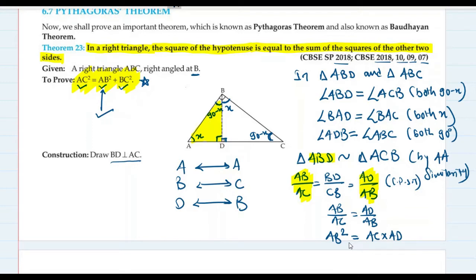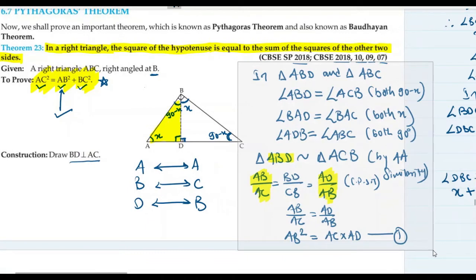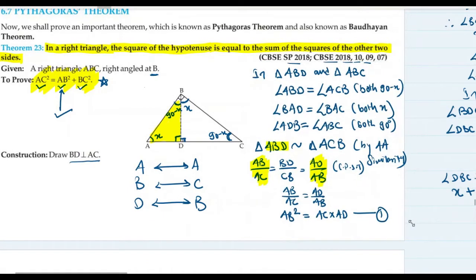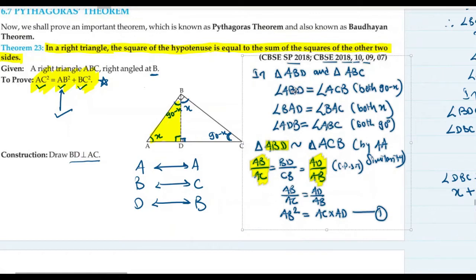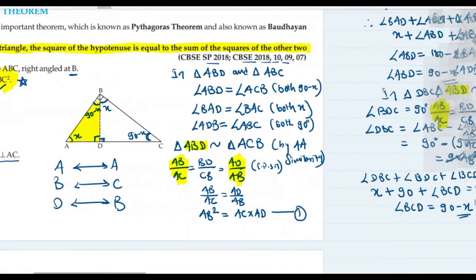So you have to select those two ratios from your CPST proportional ratios which have the same numerator and denominator, so that when you cross multiply you get the square of that particular side, that is AB square is equal to AC into AD. Now this is equation number 1. Okay, so this is the first part of similarity. There is one more similarity which we have to do. You must be wondering that this is a long question. Yes, it is definitely a long question, a long proof.